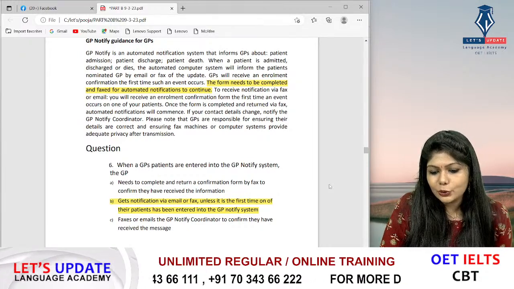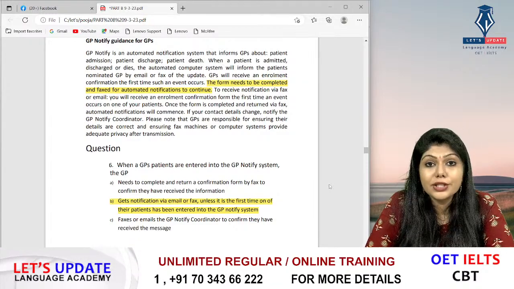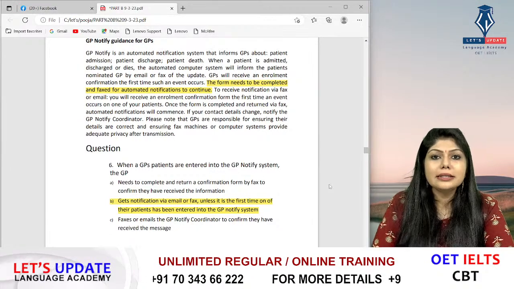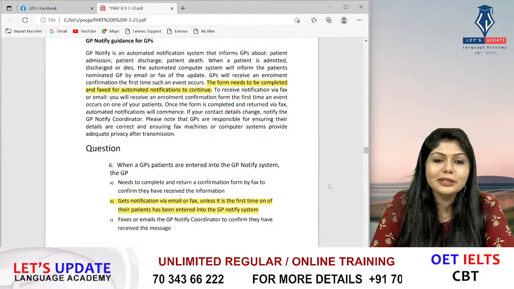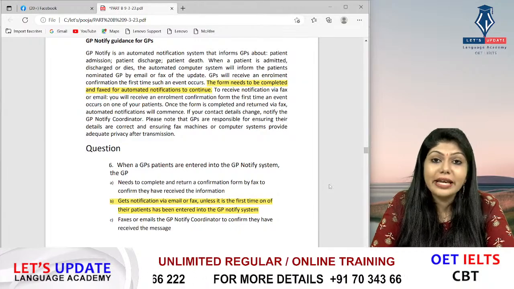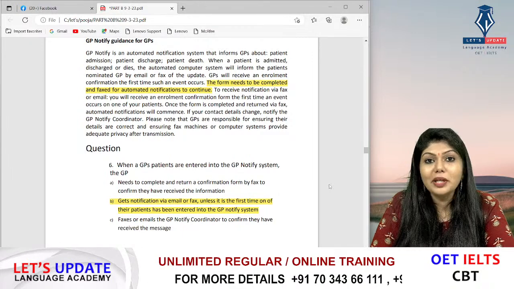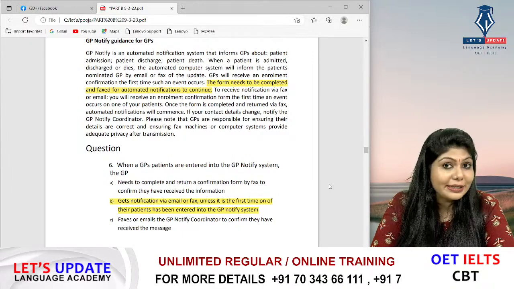So now we have completed the discussion of the Part B section of the reading subtest, and I hope you have understood whatever we have discussed, and the session was useful to you. And so we are winding up the session.